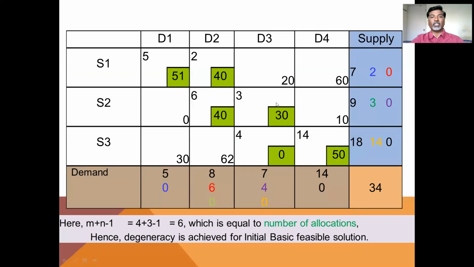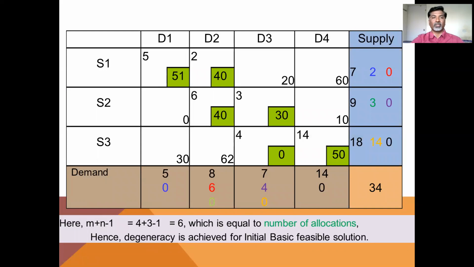Here we have to check whether degeneracy is obtained or not. How to check that? We have to calculate how many demands and supplies there are. There are 4 distributors and 3 suppliers, and the rule is m plus n minus 1. M is 4, n is equal to 3, so 3 plus 4 minus 1 is 6. And how many allocations have we made? 1, 2, 3, 4, 5, 6. So m plus n minus 1 is equal to the number of allocations. Hence, degeneracy is not present; the initial basic feasible solution is non-degenerate.